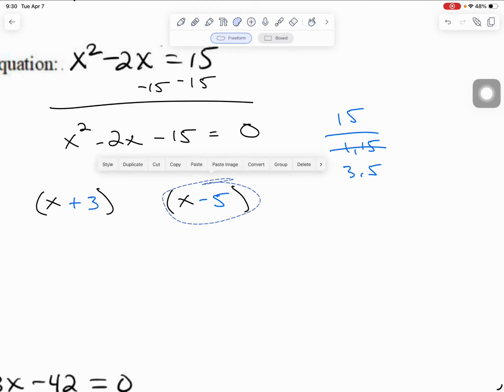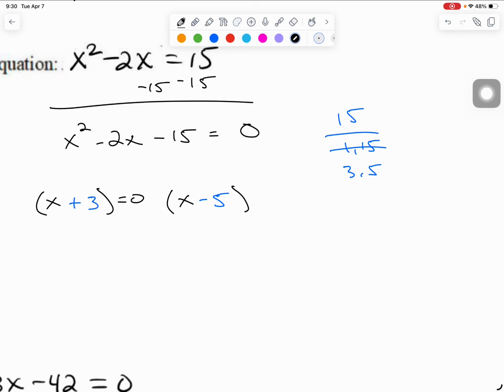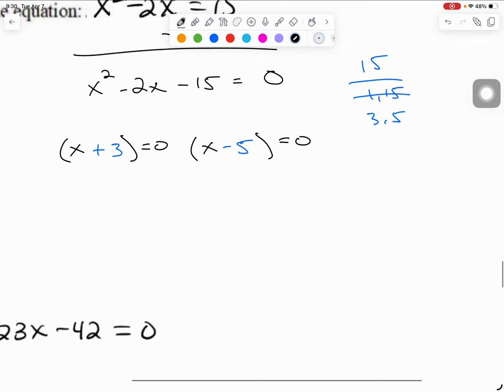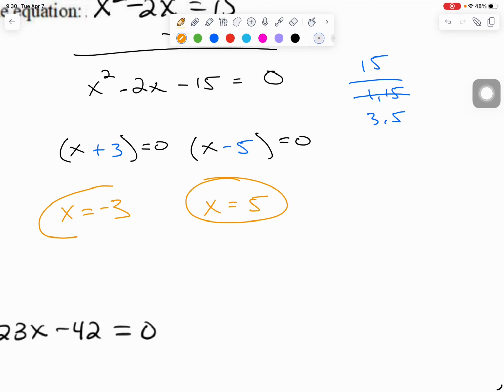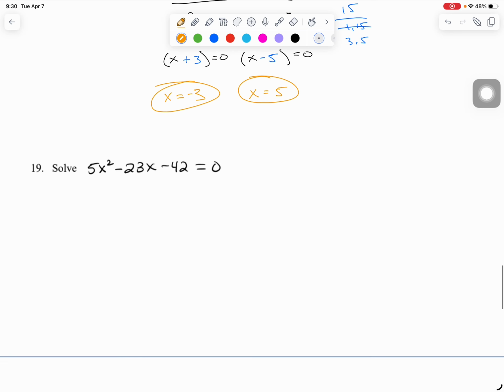All right, I can shift this over. They're both equal to 0. Again, when x is alone by itself, it has no coefficient. Go ahead and go straight for your answer. x equals, what's the opposite of a positive 3? Negative 3. What's the opposite of a negative 5? A positive 5. Circle your answer.